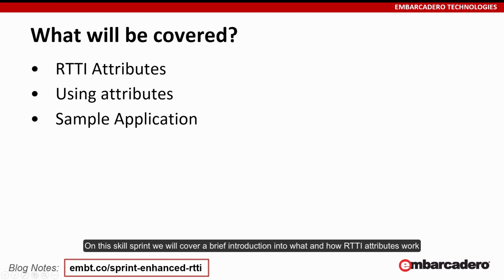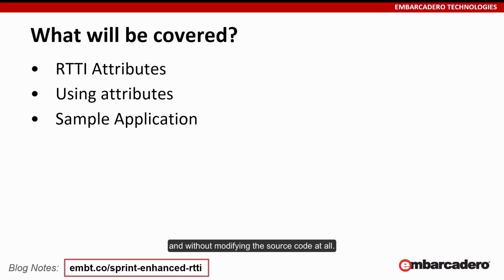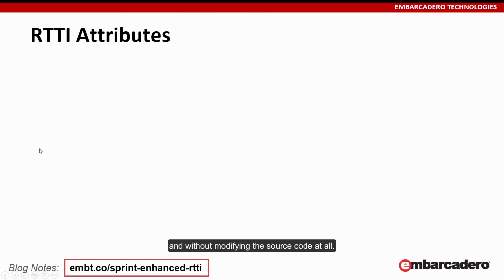In this skill sprint, we will cover a brief introduction to what RTTI attributes are and how they work. Then we will see how RTTI attributes can be used to change the behavior of our objects. Finally, we build an application that uses attributes to validate and transform the members of some classes, only decorating with attributes and without modifying the source code at all.